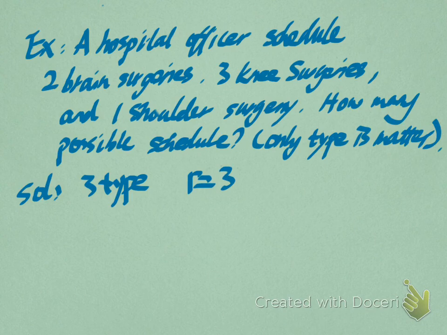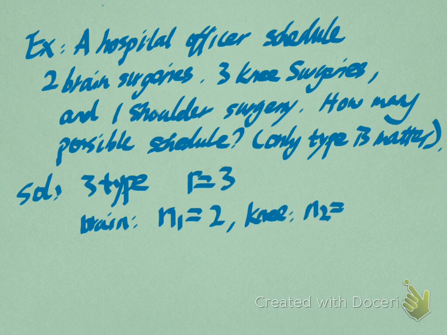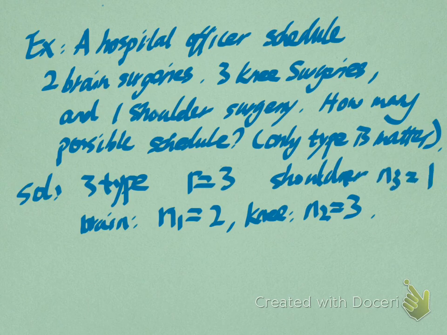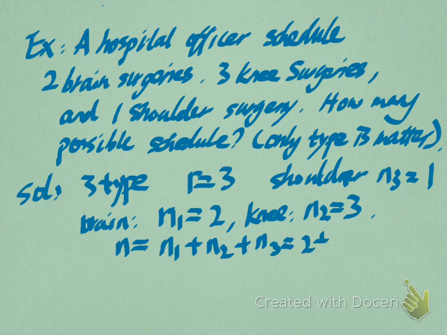For the brain surgery, this is our first one, so n1 is equal to 2. For the knee, n2 is equal to 3. And for the last one, the shoulder, n3 is equal to 1. Okay, this is the information we have from the question. To use the formula, we first need to get how many surgeries we need to schedule in total. So we sum up n1, n2, and n3: 2 plus 3 plus 1, and the answer is 6. The total number of surgeries to schedule is 6.